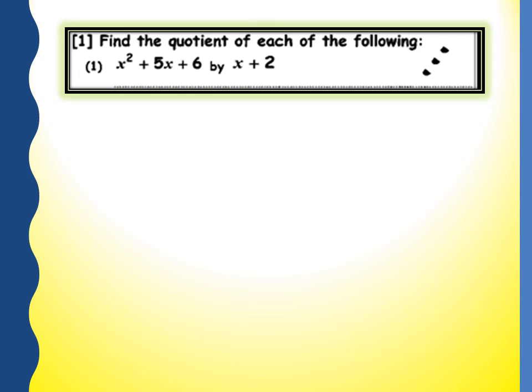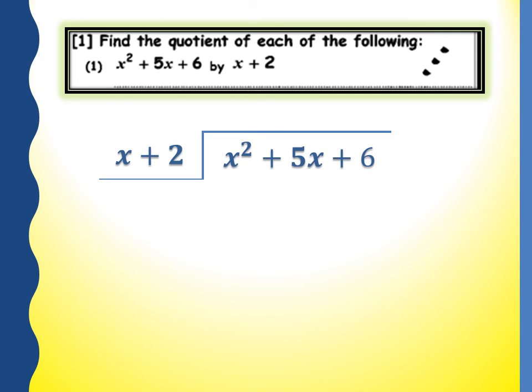Here I need to find the quotient of dividing x squared plus 5x plus 6 by x plus 2. Trinomial by binomial. Start by drawing the step of division. Put the dividend and the divisor in their places. Start by dividing first term by first term. x squared divided by x gives me x.